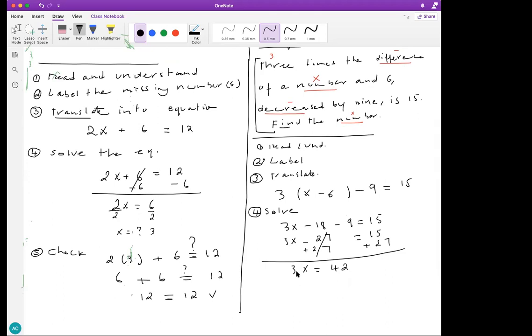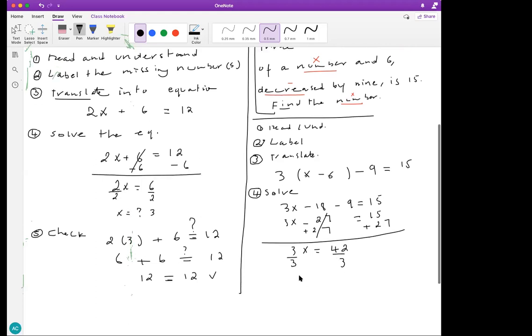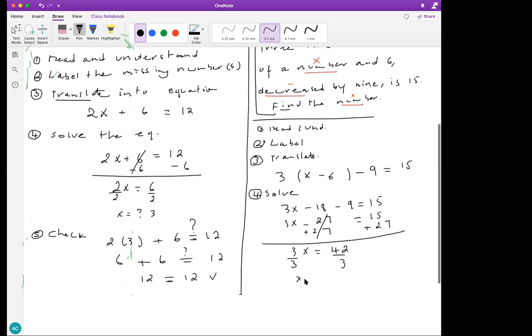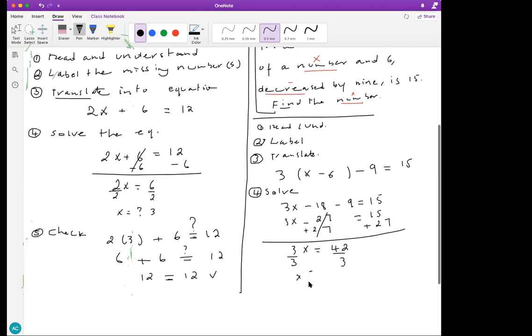What's the final step? Divide by 3, divide by 3, right? What is x? 14. So that's the number we look for, or the number we're looking for here.